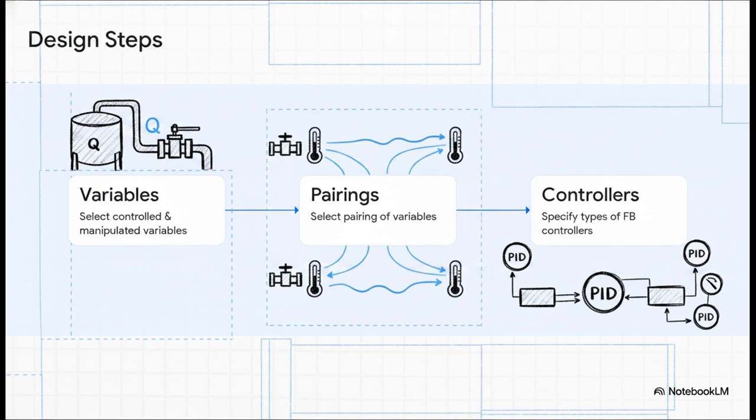When engineers look at a typical industrial approach to a multi-loop control strategy, they're essentially drawing up a high-level blueprint using three main steps. First up, you've got to select your control variables, the stuff you actually care about, like product quality or throughput, and your manipulated variables, which are the valves or inputs you can actually physically tweak. Second, you select the pairings, like which valve is going to control which temperature. And third, you specify the types of feedback controllers you're going to use, like your standard PID controllers. This right here, this is your absolute foundation.